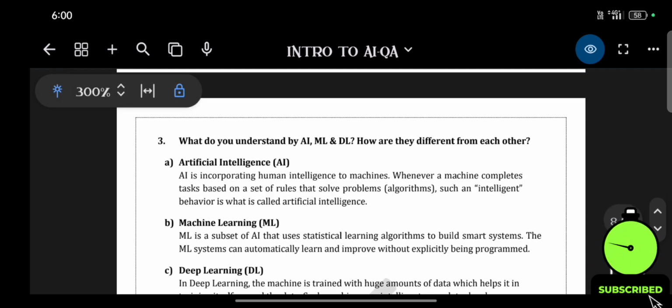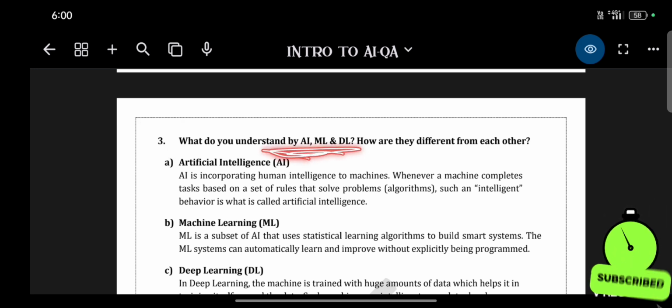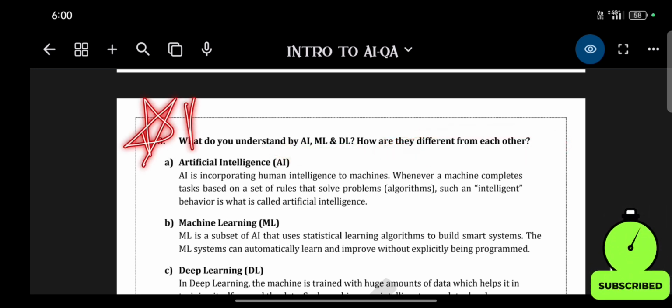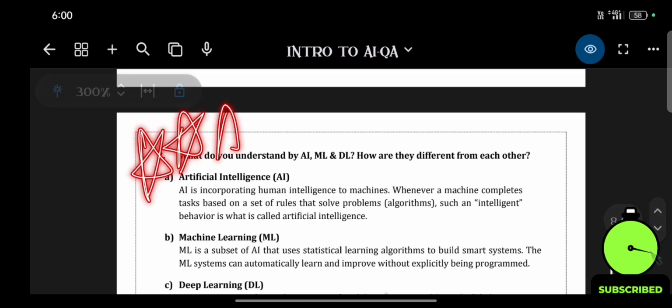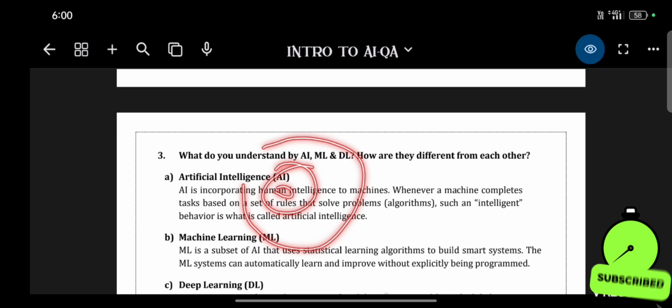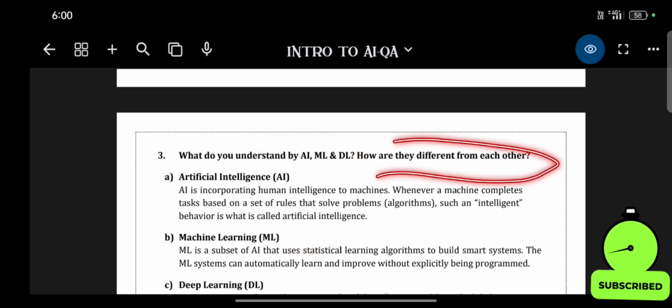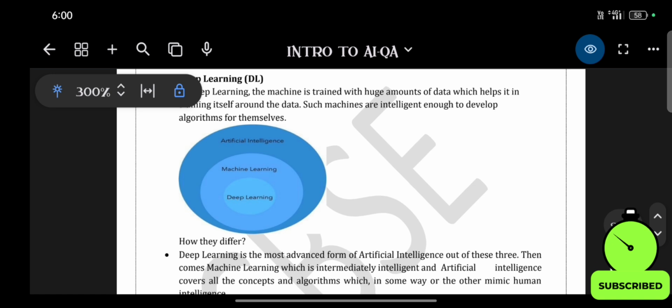Now next question. Third question. What do you understand by AI, ML and DL? How are they different from each other? Give a star mark on this. The differences between AI, ML and DL, which I have shown in the picture, those 3 circles. How are they different from each other? You have to give the justification of how they are different from each other.